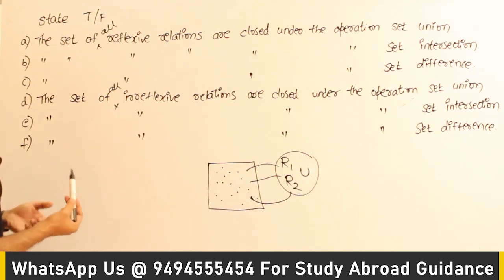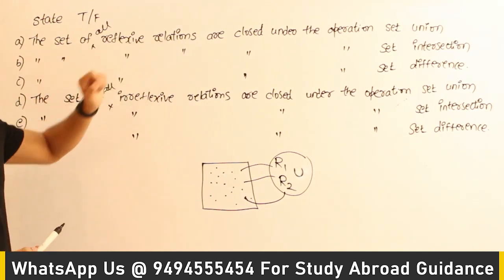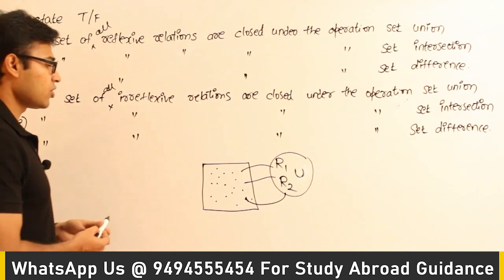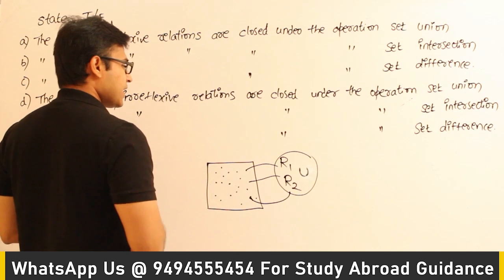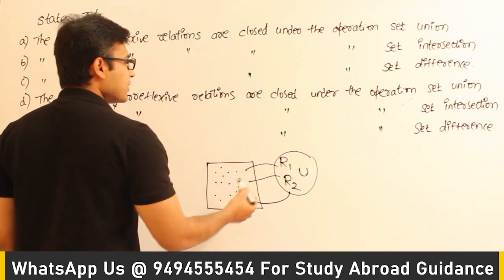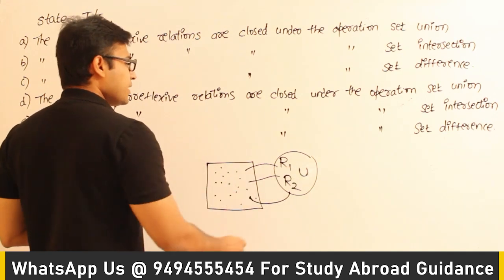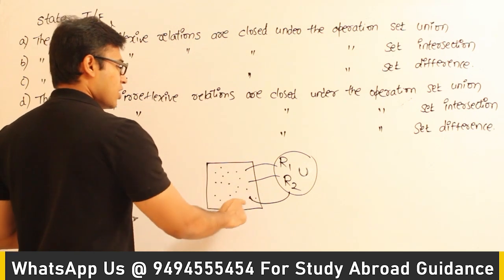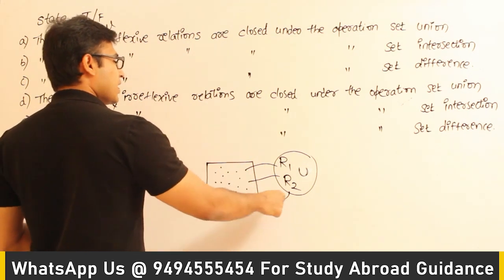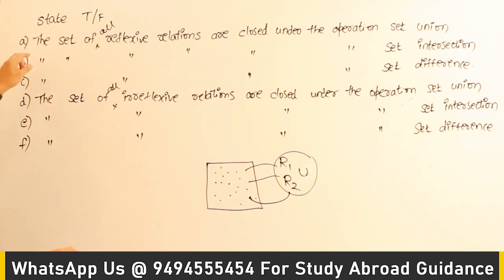Try to understand this statement again. The set of all reflexive relations are closed under the operation set union. What do they mean by that? If you take the set of all reflexive relations, and from this you take any two elements which are of course reflexive relations, and you apply union, if the result also happens to be in the same set, we can say that the set of all reflexive relations is closed under the operation union, right? That is the meaning of this one. So what can you say about it? Is it true or false?